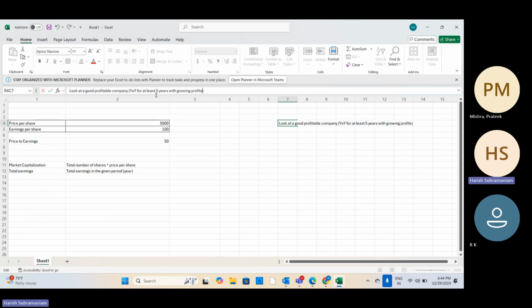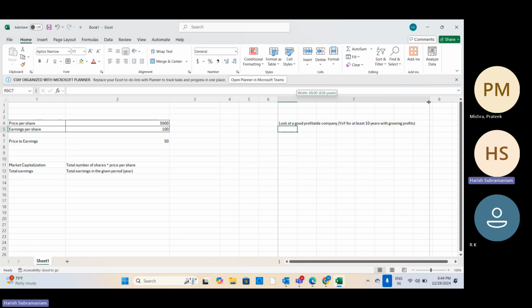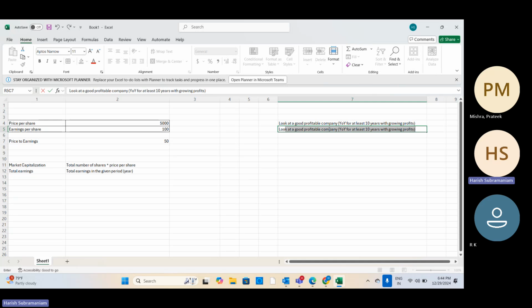To be safe, actually, we can make this 10 years. We can't go wrong there. Okay. Look at a good profitable company with growing profits year on year for at least 10 years. Look at those periods when the PE is much lower than average. And it's usually a good time to buy.